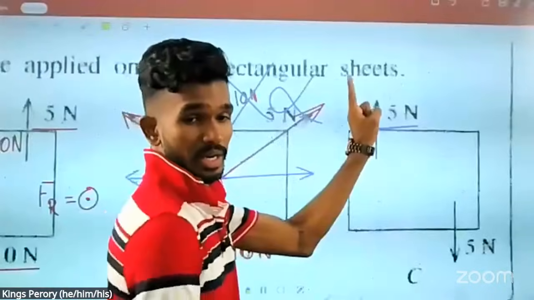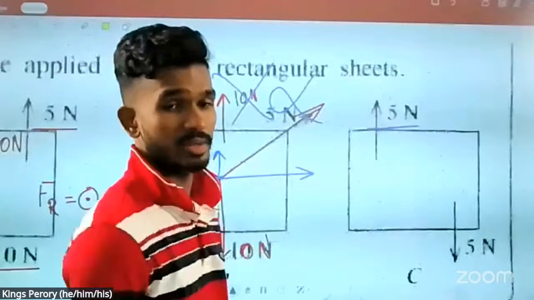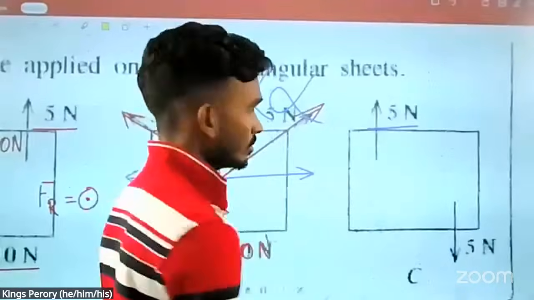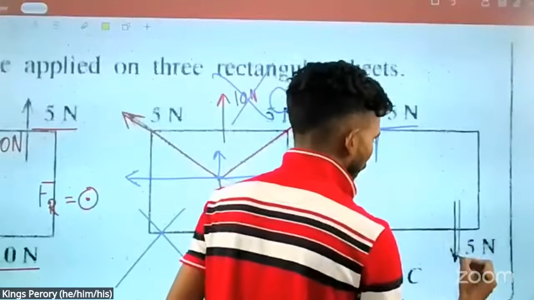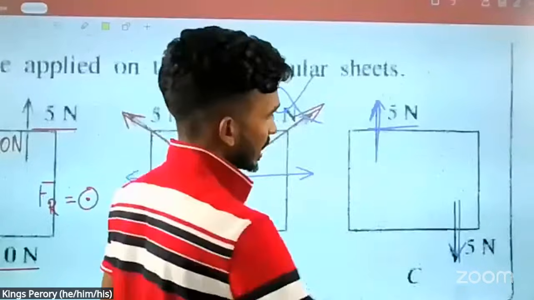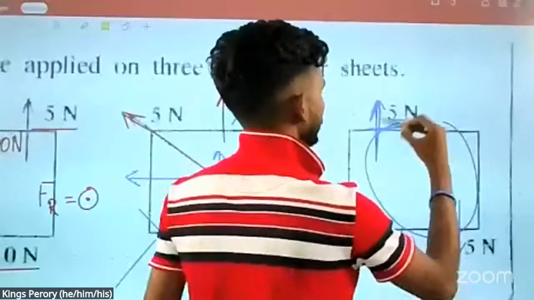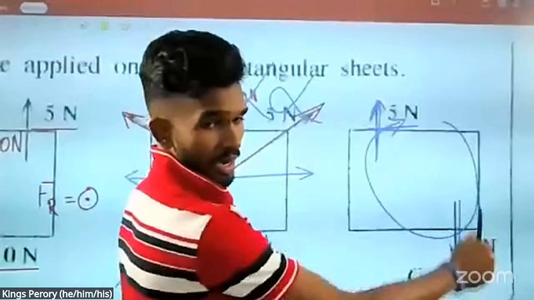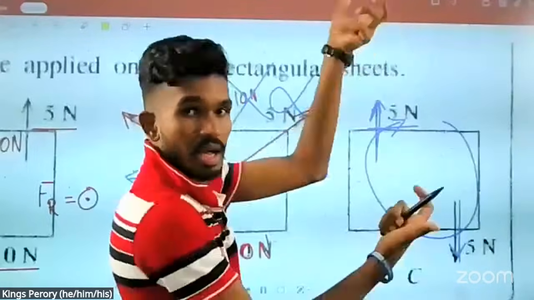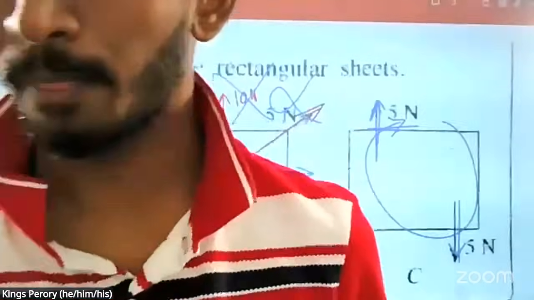5 Newton here, 5 Newton here. Practically think, you have a rod. 5 Newton there, 5 Newton there. What will happen to this object? It is not at equilibrium, it will rotate. Practically think, 5 here, 5 there. It will rotate. Think like this.